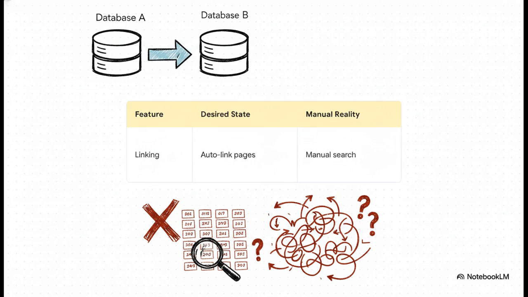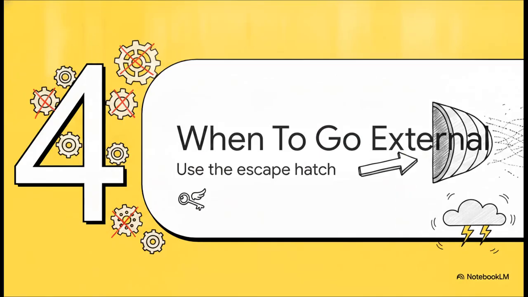But the manual reality? You are stuck manually clicking into a relation property and hunting for dates in a drop-down menu that half the time sorts in a completely randomized, nonsensical order. You simply cannot automatically relate a page in database A to a page in database B based on matching data, like dates, using the native tools. It's a real bottleneck.